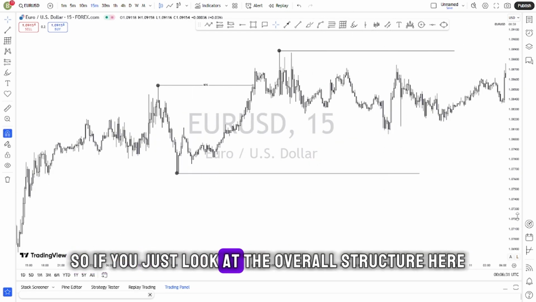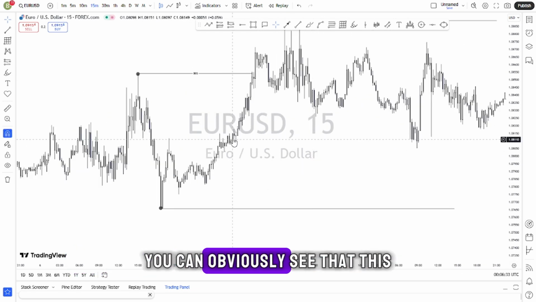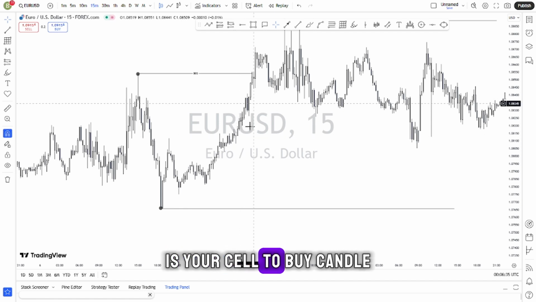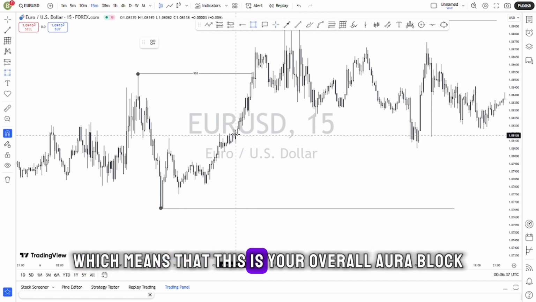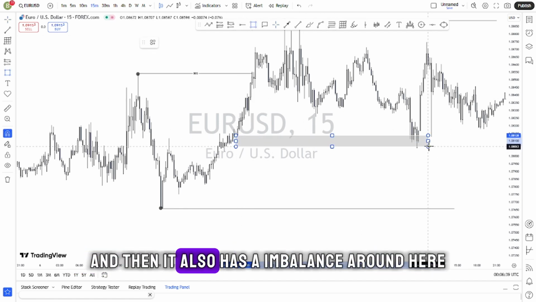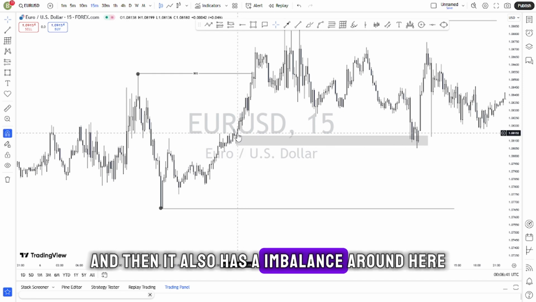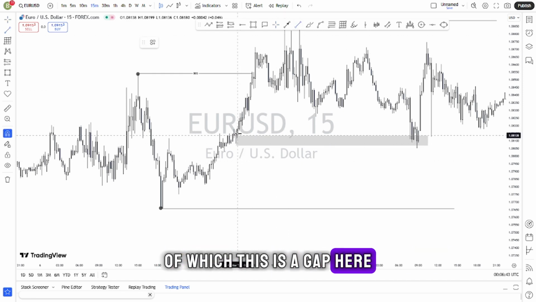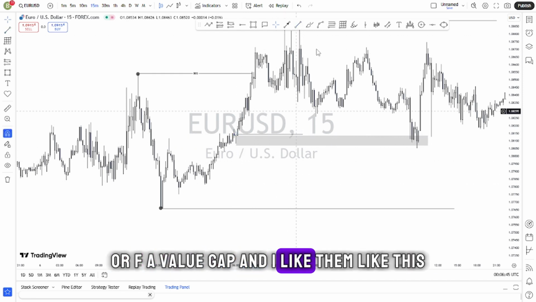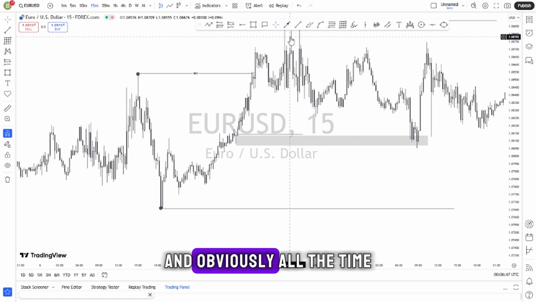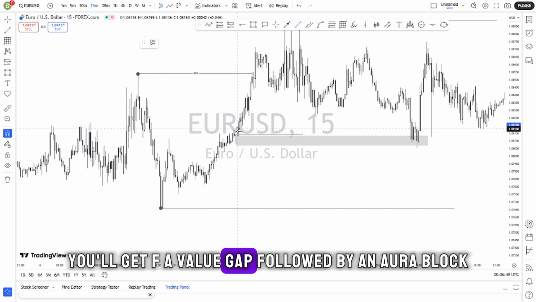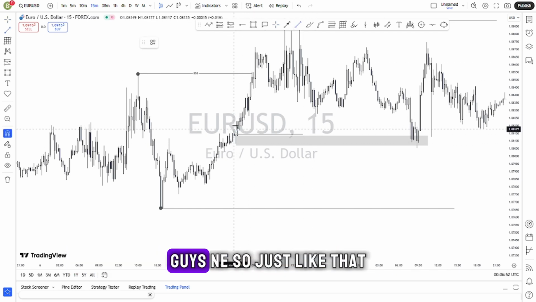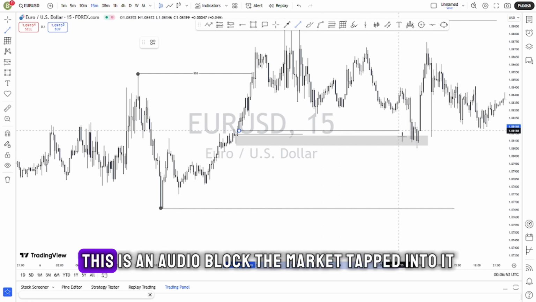If you look at the overall structure here, you can see that this is your sell to buy candle, which means that this is your overall order block. It also has an imbalance around here, which is a gap, or a fair value gap, and I like them like this. All the time you'll get a fair value gap followed by an order block, guys. Just like that, this is an order block, the market tapped into it.